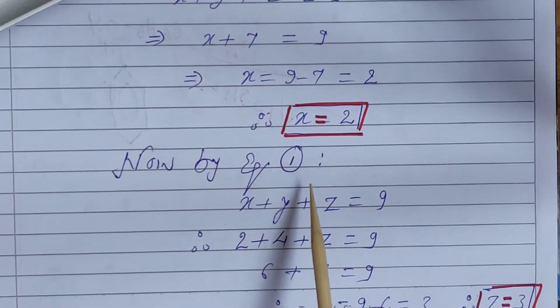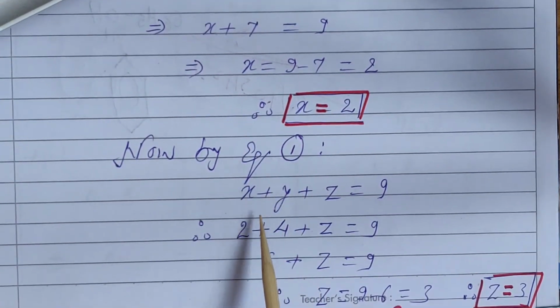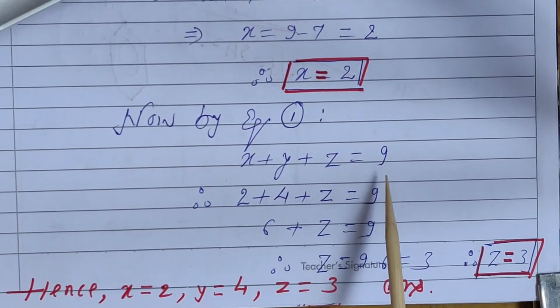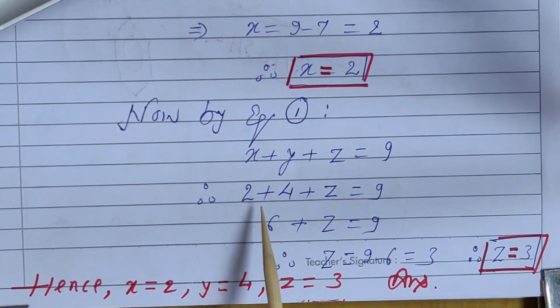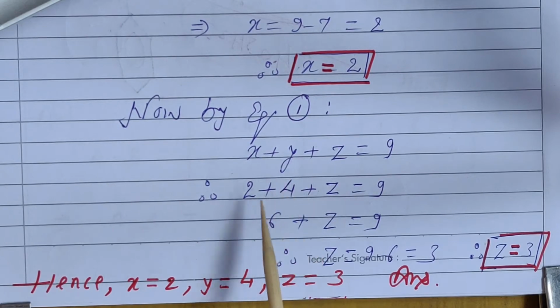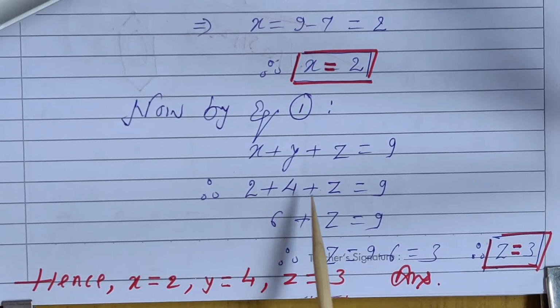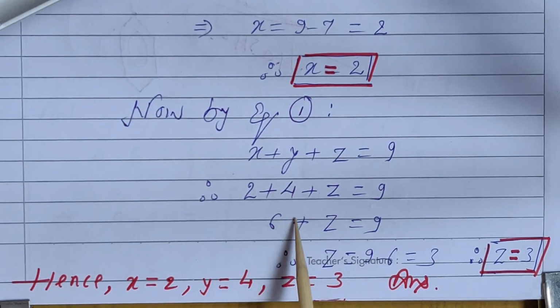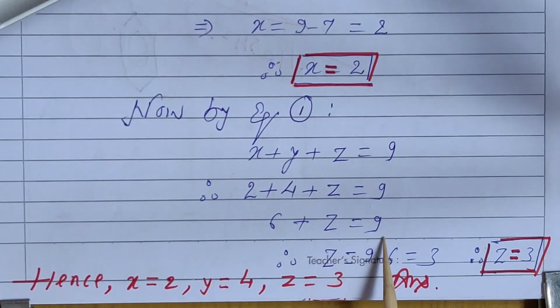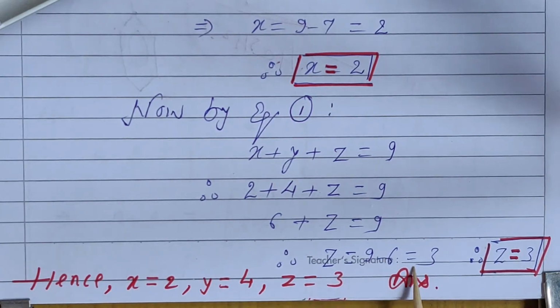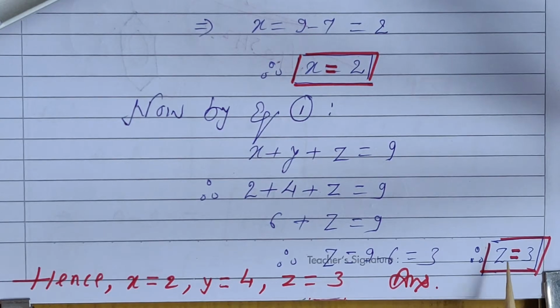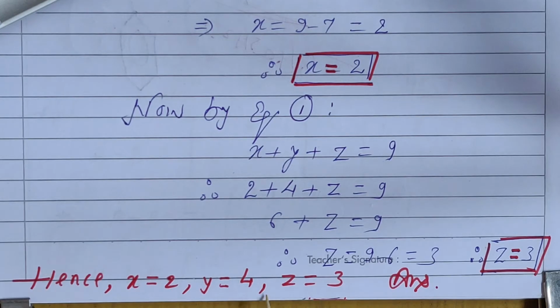Now in equation first we have x plus y plus z equal to 9. Now the values of x and y, we put what we got above, that will be 2 plus 4 plus z equal to 9. We will get 6 plus z equal to 9. And finally z equals 9 minus 6 equals 3. Therefore z equals 3. Hence x equals 2, y equals 4 and z equals 3.